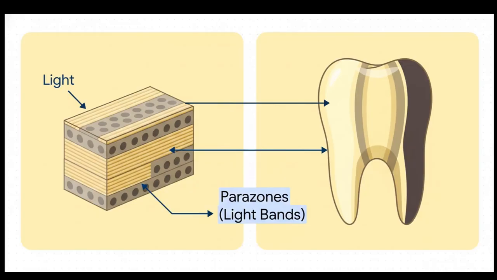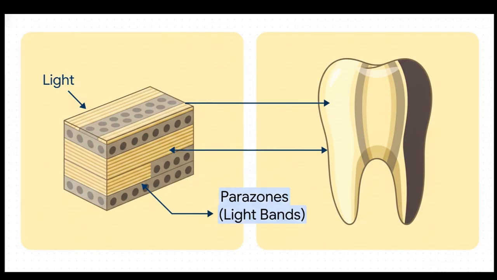One of enamel's cleverest tricks is something called Hunter-Schreger bands. And here's the thing. They aren't actually real structures. It's an optical effect. It's all about how light bounces off those enamel rods because they keep changing direction. When the light hits rods that are cut lengthwise, we see these light bands, the parazones. When it hits rods cut in cross-section, we see dark bands, the diazones.